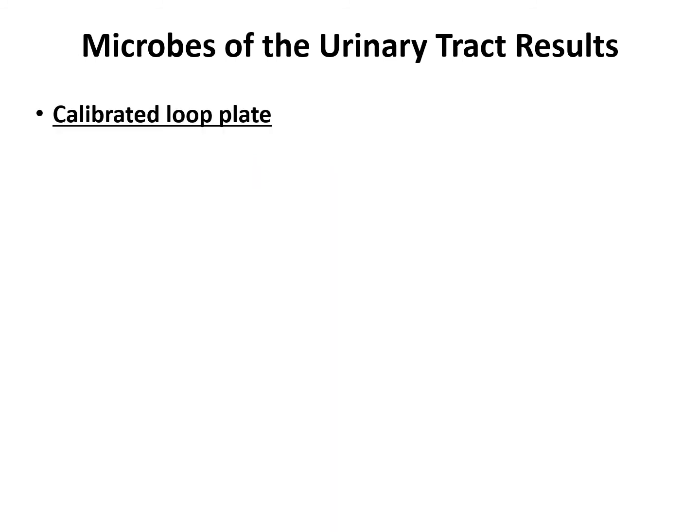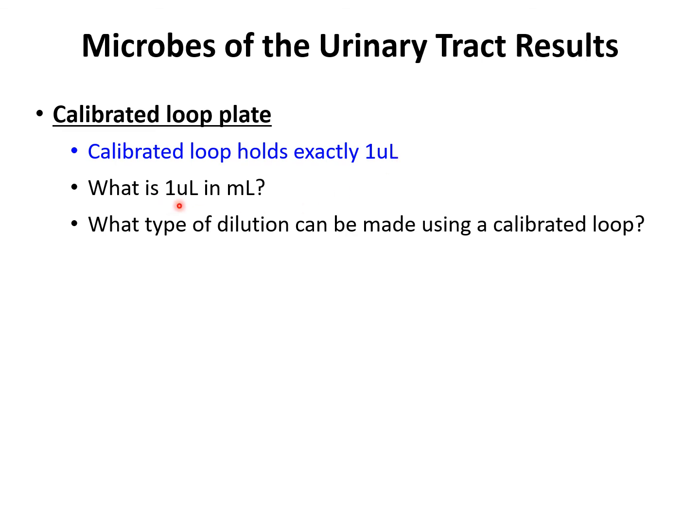Okay, we said that we can use the calibrated loop plate so that we can dilute someone's urine. And we said that we use a calibrated loop that's calibrated to hold exactly 1 microliter of the urine sample. Now, again, what is 1 microliter in terms of mL? Well, it's 0.001, right? Which is the same thing as saying 1 times 10 to the negative 3, right?